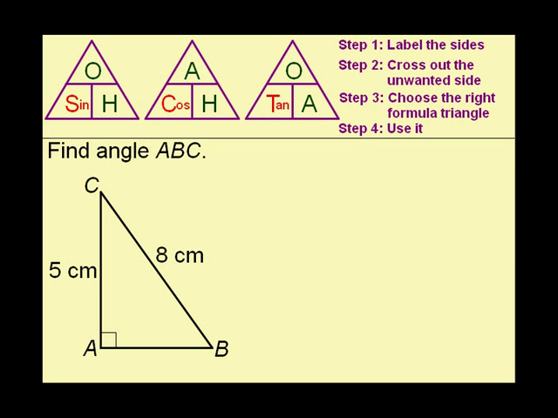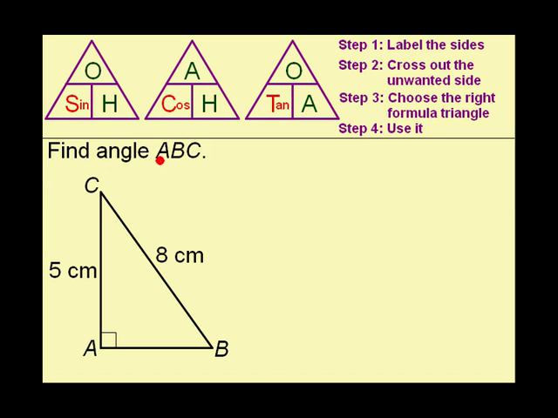We're now halfway through trigonometry. You can find any side when you're given an angle and a side. Now we need to learn how to find angles, and we do this when we're given 2 sides. It's very, very similar to the method we've been using. So I want to find angle ABC.